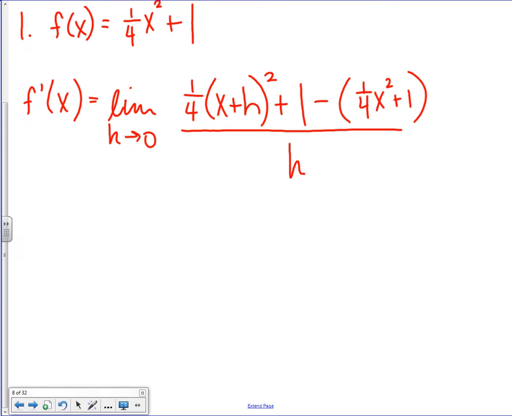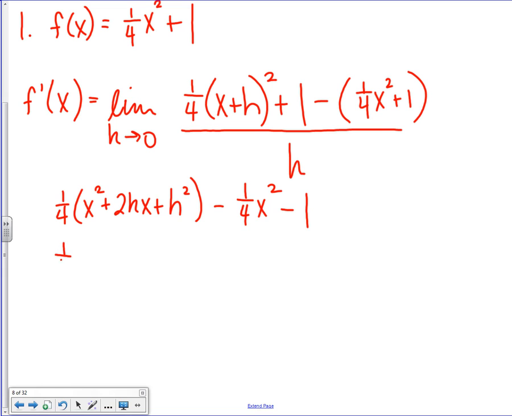All right, so let's do some manipulating here. I need to square that quantity up top, and I need to distribute my negative sign. So here's what that'll look like. Now let's distribute that 1/4.